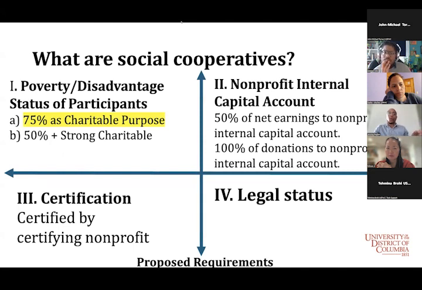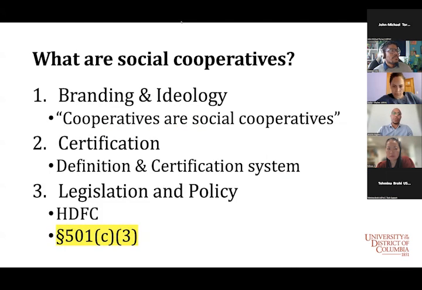I've started to think more, in talking with Minsun among others, whether it could be 50% plus some strong charitable purpose. Two, thinking about how the capital accounts in the social cooperative function, and I have a specific proposal around that. And then this question around certification and legal status. So those are the four components that I often think about in thinking about social cooperatives.